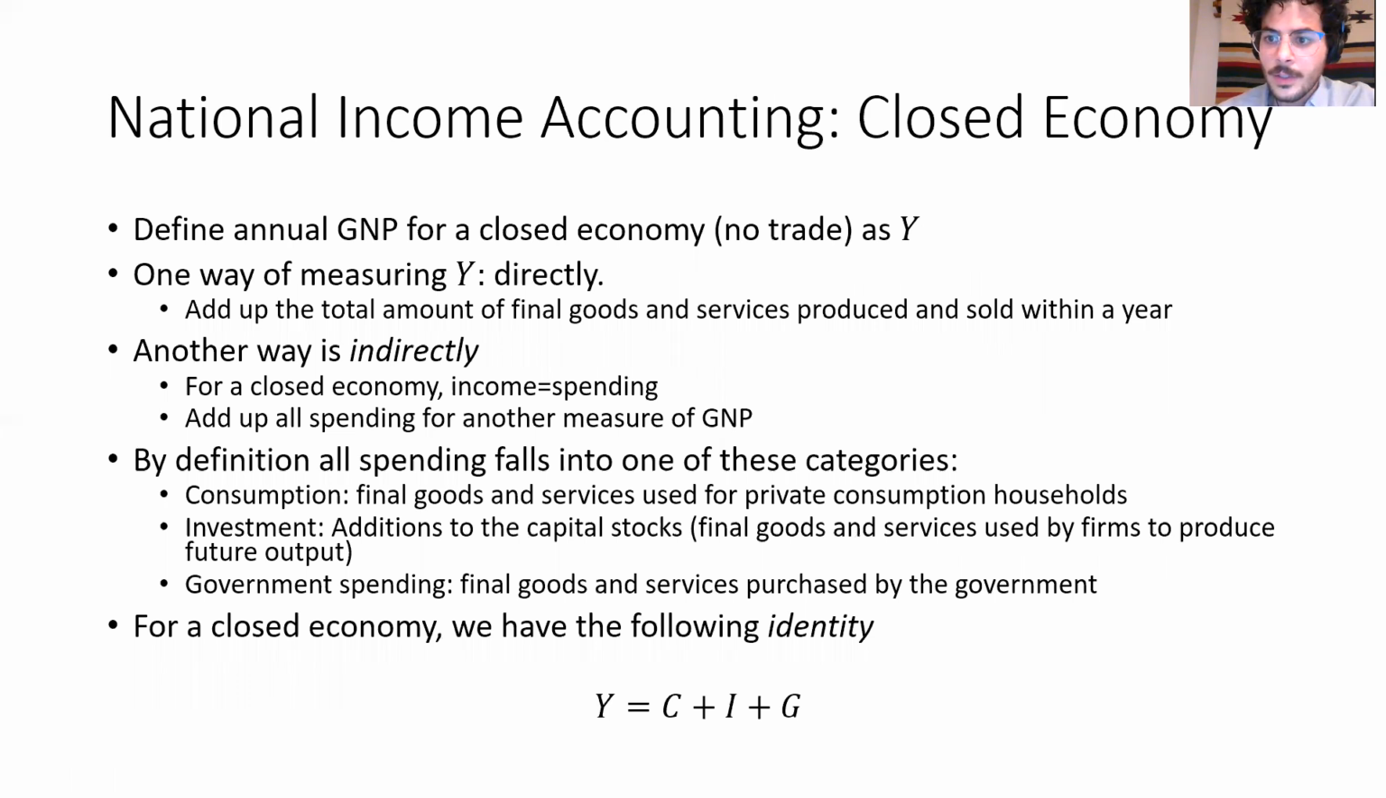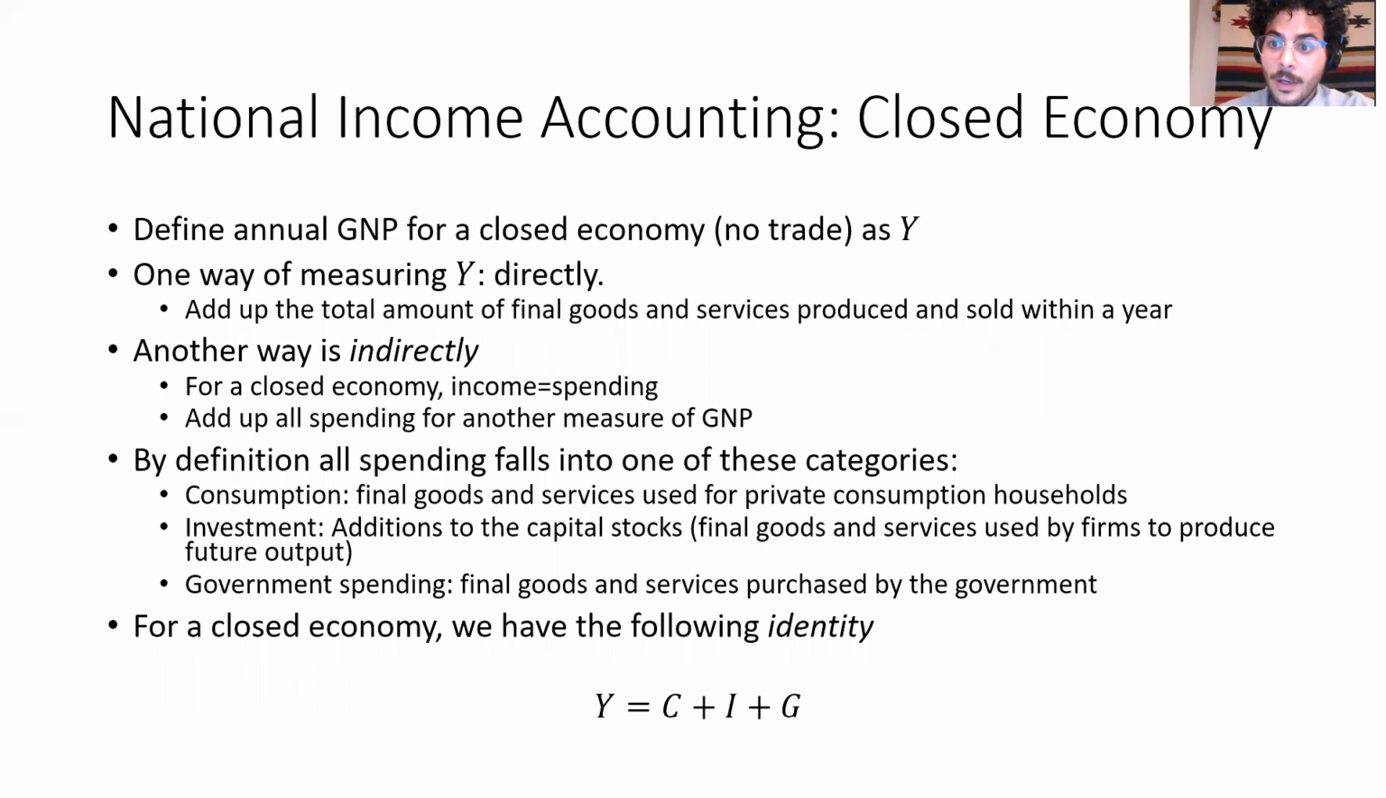So let's do some national income accounting for a closed economy. A closed economy is where we have no trade. So let's define annual GNP as Y. Remember, that's just going to be the value of all final goods and services that are produced by that economy in a year. And so one way of measuring Y would be just to do it directly. Take all final goods and services and the value of them, add it up, and that gives you a measure of GNP.